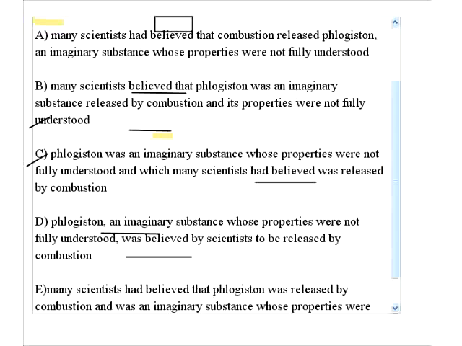Now we've got D. Until proved otherwise, phlogiston was believed by scientists to be released by combustion. Okay, I'm going to leave that one around for now, because D was the next favorite after what I've gotten rid of. And then finally, E: until he proved otherwise, many scientists had believed that phlogiston was released by combustion and was an imaginary substance whose properties were not fully understood. What's wrong with E? Not a lot of E picking in the room. What don't we like about E?